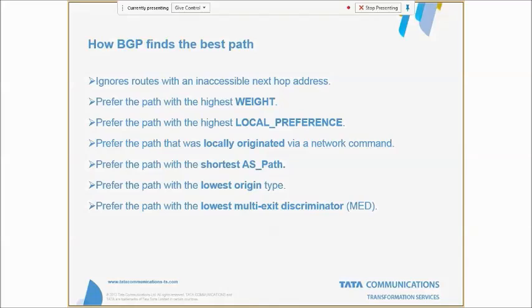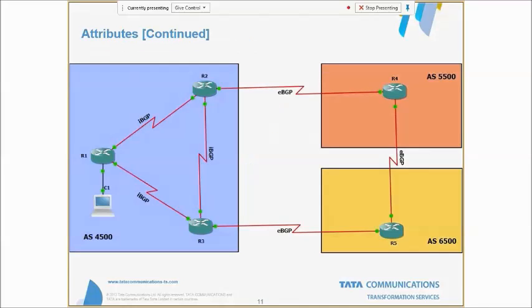That's how attributes work. So these are the top 7 attributes, and the first one tries to find whether the routes are accessible. The next one is weight, then local preference, whether the routes are locally originated from the network, AS path, origin, and lowest multi-exit discriminator. I know you don't understand this, so let's try to explain this in a scenario.